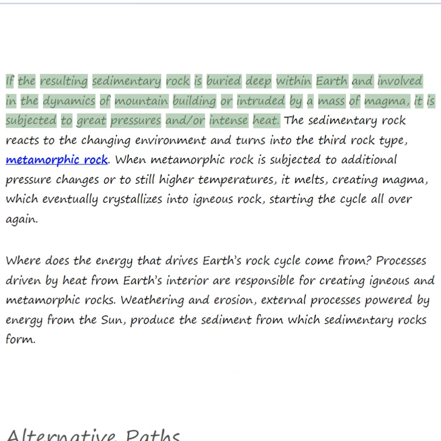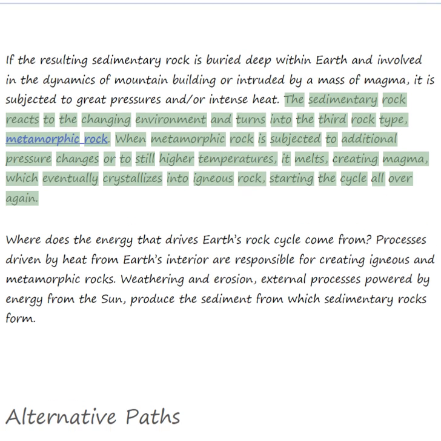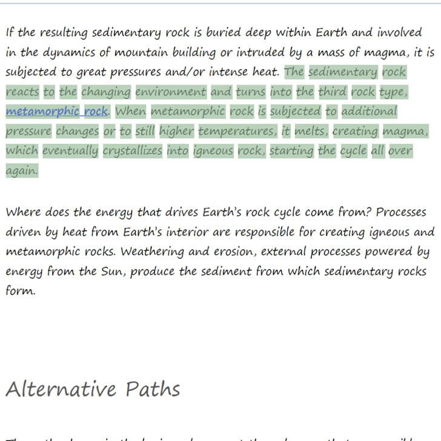If the resulting sedimentary rock is buried deep within Earth and involved in the dynamics of mountain building or intruded by a mass of magma, it is subjected to great pressures and/or intense heat. The sedimentary rock reacts to the changing environment and turns into the third rock type, metamorphic rock. When metamorphic rock is subjected to additional pressure changes or to still higher temperatures, it melts, creating magma, which eventually crystallizes into igneous rock, starting the cycle all over again.